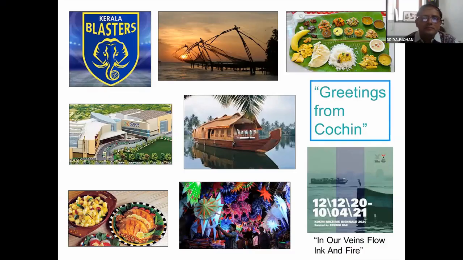So greetings from Cochin. In spite of the lockdown and Corona business, the visitors to Cochin have come down drastically. But this photograph and this slide is just to remind you of something good in Cochin, to bring back old memories if at all you have visited Cochin earlier.